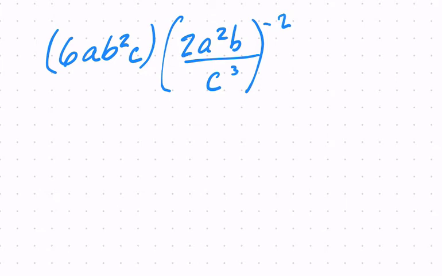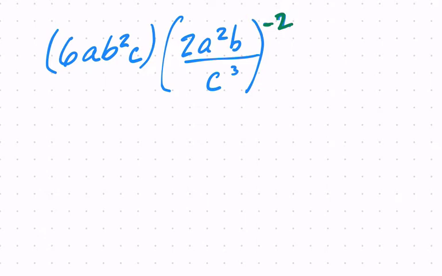Usually the instructions are something like simplify the expression and eliminate any negative exponents. That's a way of saying use your laws of exponents until you can't anymore. Now, when I see this, I see we've got this factor group and this factor group here. We're trying to multiply them, but we can't multiply them directly until we deal with this exponent right here. If there was no negative 2 here, you could multiply this group and this group straight away. But we want to deal with that exponent first.